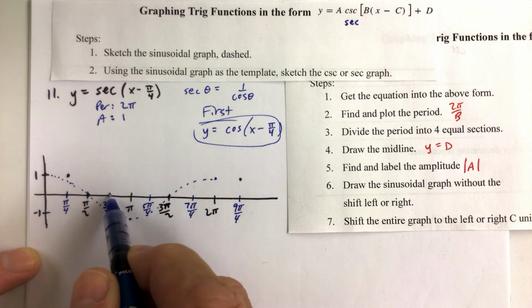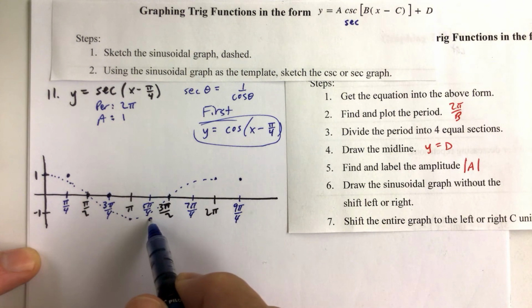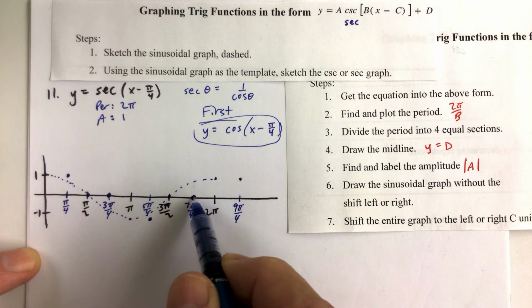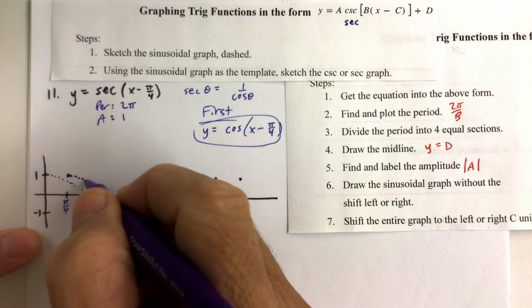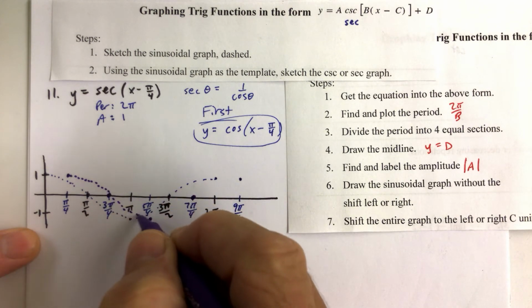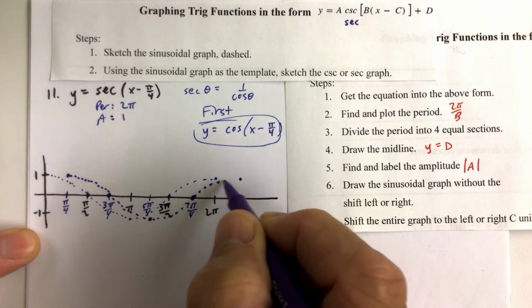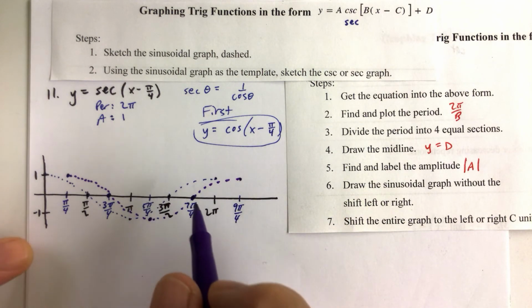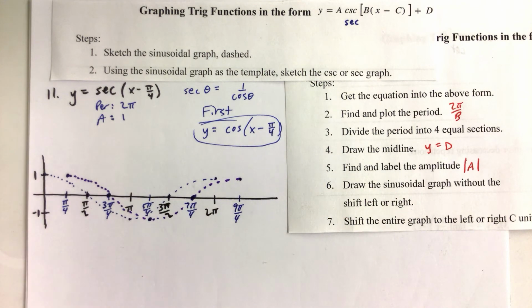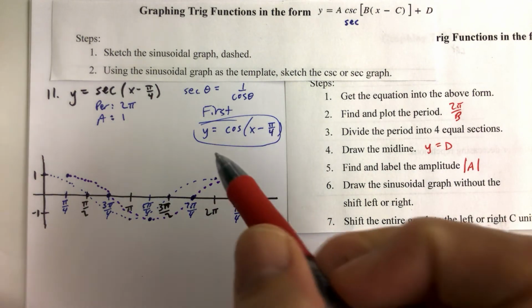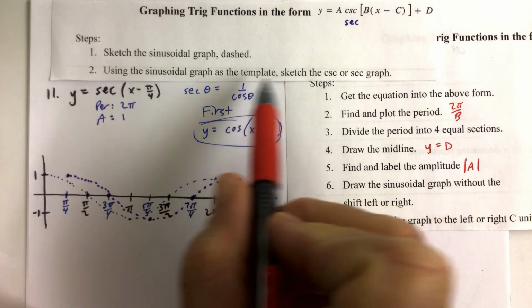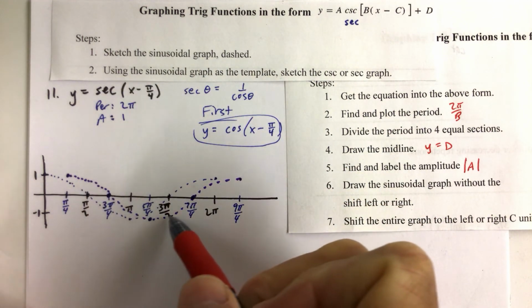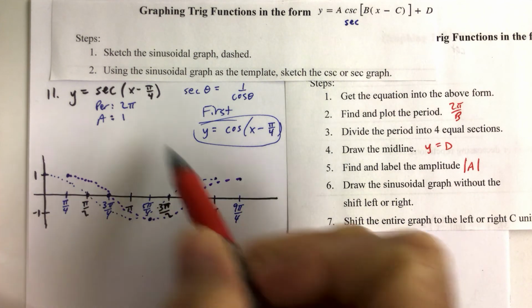So the midline point gets moved to the right, the low point gets moved to the right, another midline point gets moved to the right, and then the high point gets moved to the right. And this one, like I said, we're going to draw dotted as well. So this is now the graph of the cosine, shifted as well. Then all we have to do is, using this purple dashed graph, we're going to draw the graph of secant.